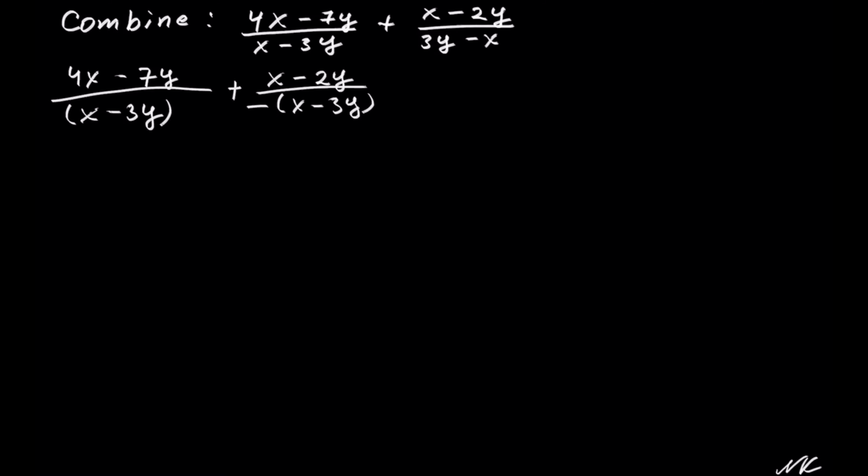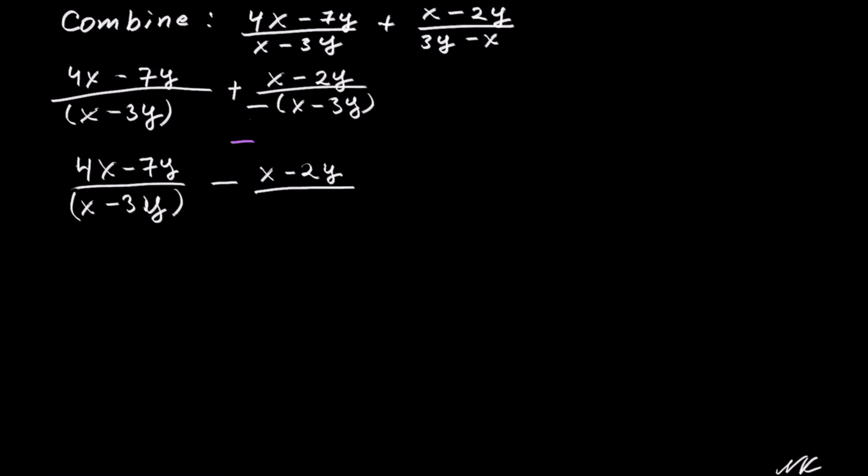We have positive (x minus 2y) divided by negative (x minus 3y). Positive divided by a negative, we will have a negative. So this whole thing will become (4x minus 7y) out of (x minus 3y) minus (x minus 2y) out of (x minus 3y). So our addition became a subtraction problem.